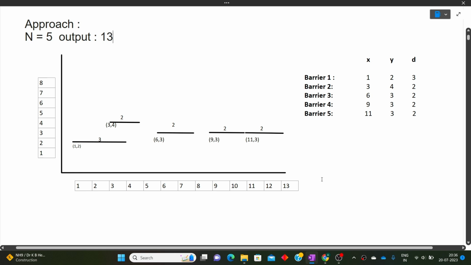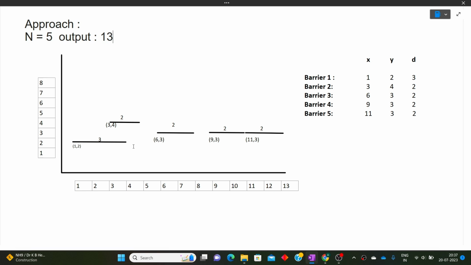So how will we approach this particular question? So first of all, our aim should be to overlap these lines. So here you can see that we have to find the unique lines. So our first aim should be that we have to find unique lines that are not overlapping each other.